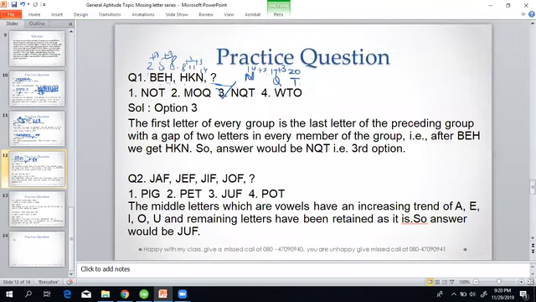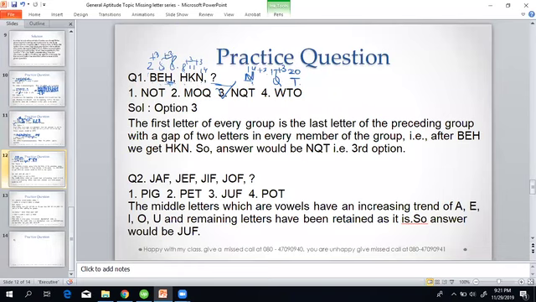In this question, you can see that the last letter of this group is the first letter of the next group, N. And in between them, B is at the 2nd position, E is at the 5th position from the left hand side, H is at the 8th position. In between them, there is a plus 3 gap. 2 plus 3 is 5, 5 plus 3 is 8. H is at the 8th position, K is at the 11th position, and N is at the 14th position. So 8 plus 3 is 11, 11 plus 3 is 14.